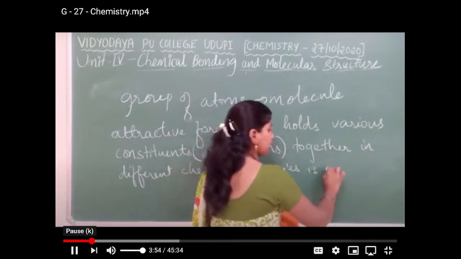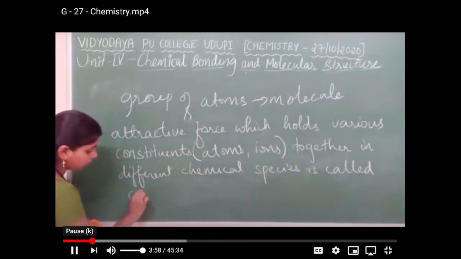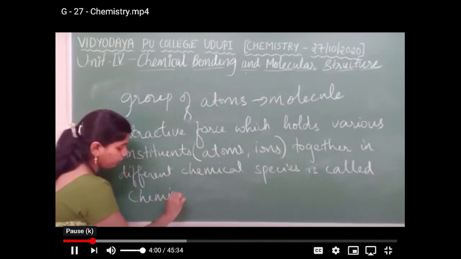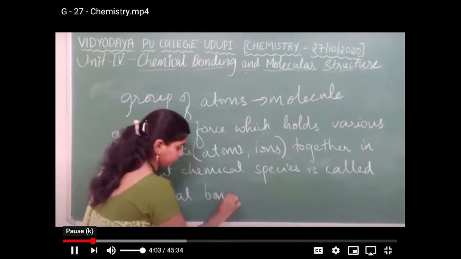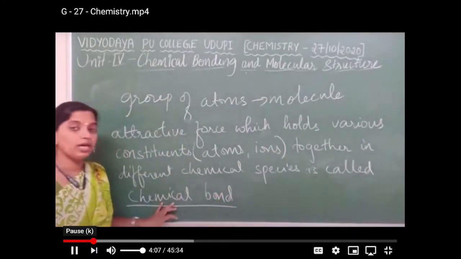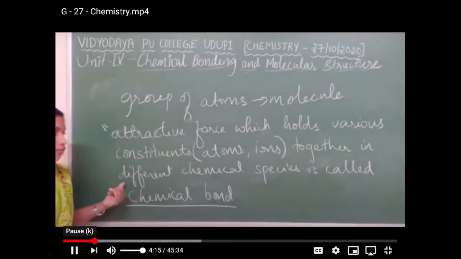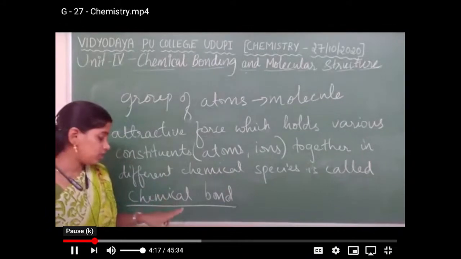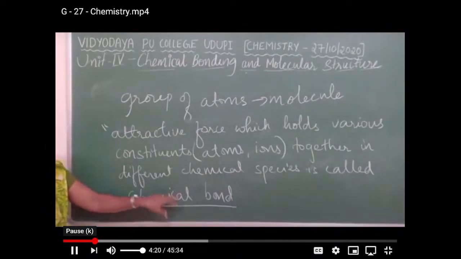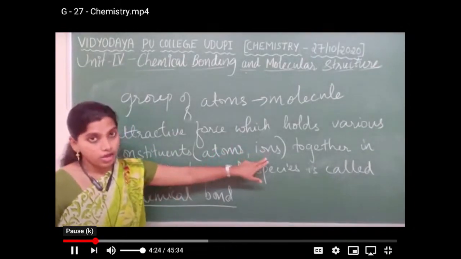...is called chemical bond. The meaning or definition of the chemical bond: the attractive force which holds various constituents together in different chemical species is called chemical bond. These constituents can be atoms or ions.